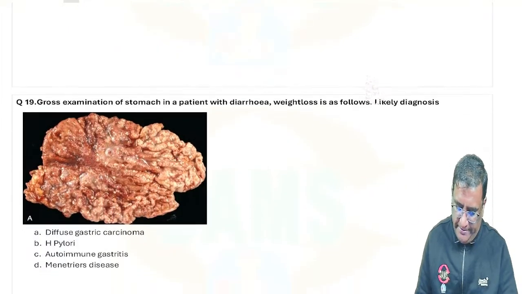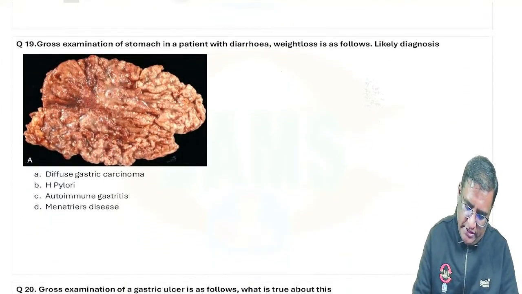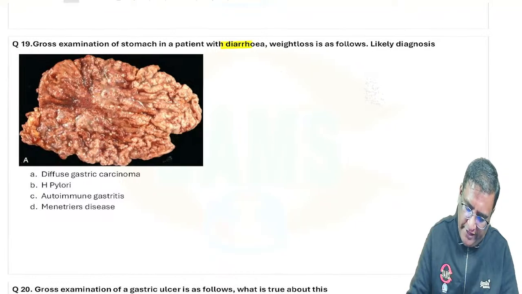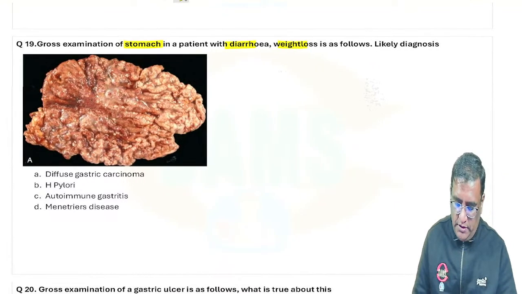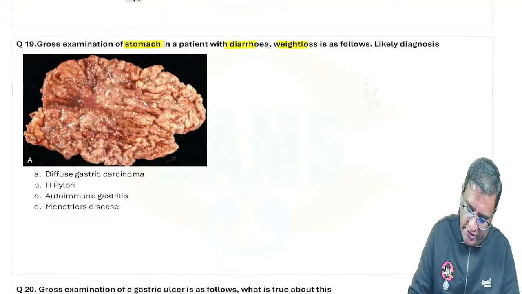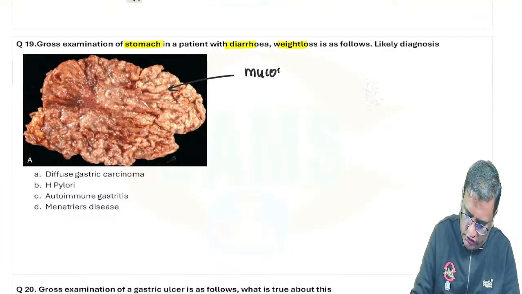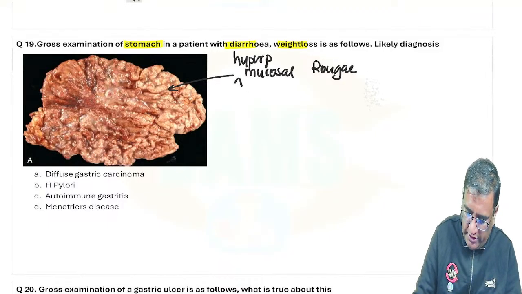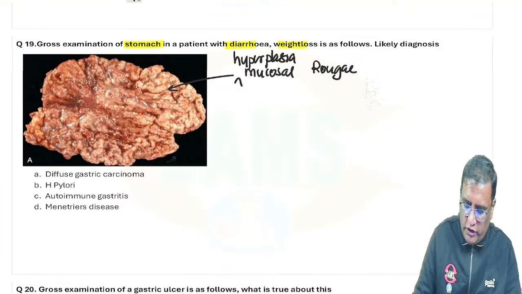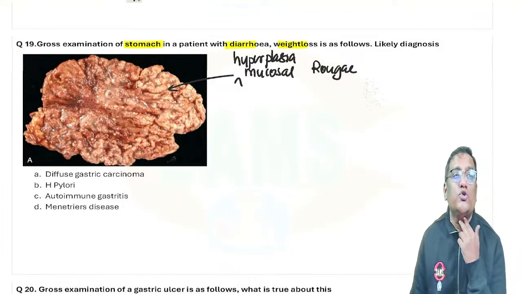Question number 19. Gross examination in a patient with diarrhea and weight loss is as follows. Gross examination of stomach. What are you seeing on gross examination? Look at this. These are mucosal rugae, isn't it? In fact, these are hyperplastic mucosal rugae. I am seeing too many of them. So hyperplasia of the mucosal rugae.